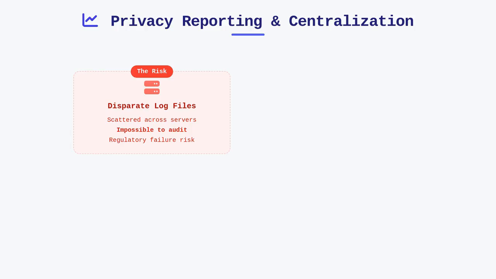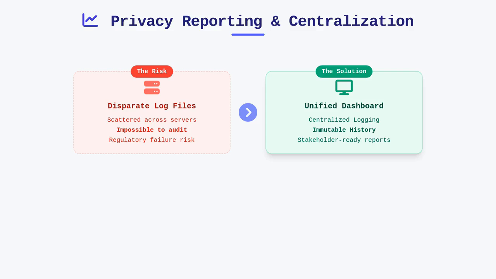The final piece of this puzzle is the centralization of these findings into a reporting dashboard that transforms raw technical data into meaningful privacy metrics. Relying on disparate log files scattered across various servers makes it nearly impossible to provide an audit trail during a regulatory inquiry. By streaming audit results into a centralized logging platform, we create a unified view of the privacy infrastructure's status, allowing us to generate health reports formatted for non-technical stakeholders.